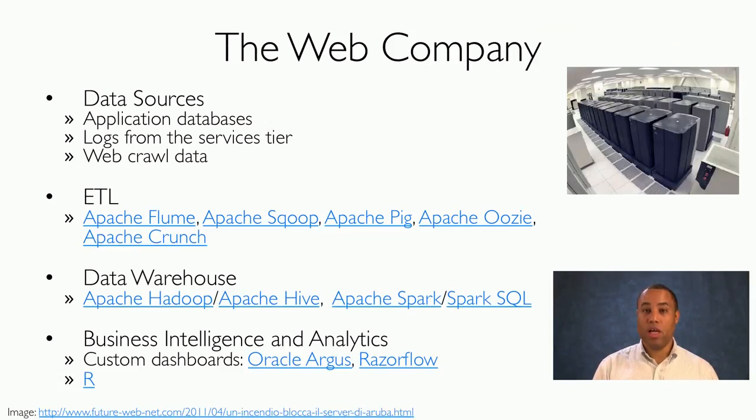The web company has as data sources application databases, logs drawn from their services tier, and web crawl data. Their ETL is a set of open source tools like Apache's Flume, Sqoop, Pig, Oozie, and Crunch projects. Their data warehouse is also open source projects from Apache, things like Hadoop, Hive, Spark, and Spark SQL. Their business intelligence and analytics is done using custom dashboards like Oracle Argus and Razorflow, or open source tools like R.